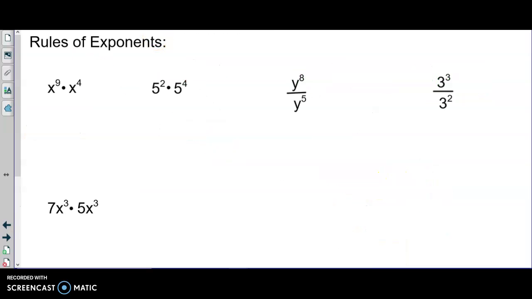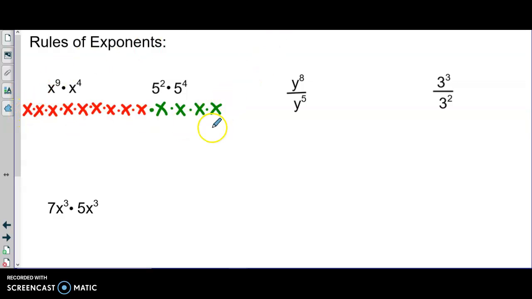Now we're skipping over to rules of exponents. Now when I do rules of exponents, I usually write it all the way out. If you can remember the shortcut, then by all means take the shortcut. But if I was going to write this first one all the way out, x to the 9th means that I have 9 x's. X times x times x, 9 times. And then x to the 4th means that I have 4 x's. And there's a multiplication sign right in the middle, so I'm going to put a multiplication sign there, and then I'm going to write out my 4 x's.